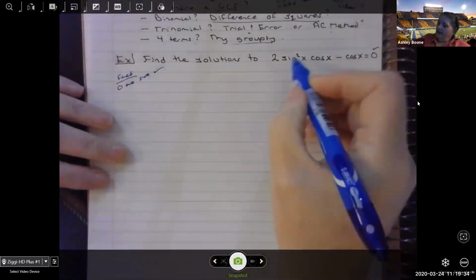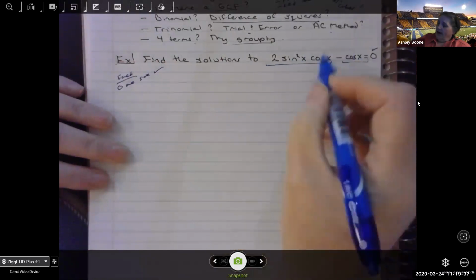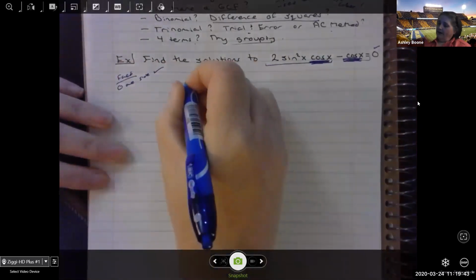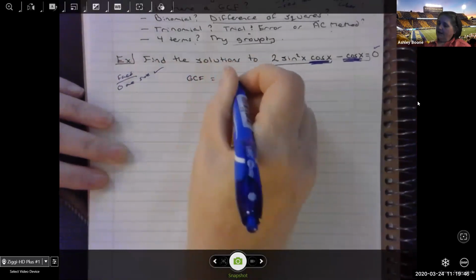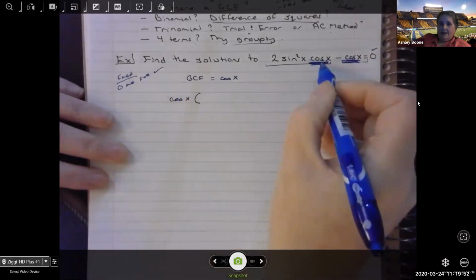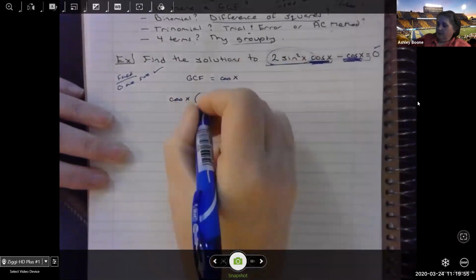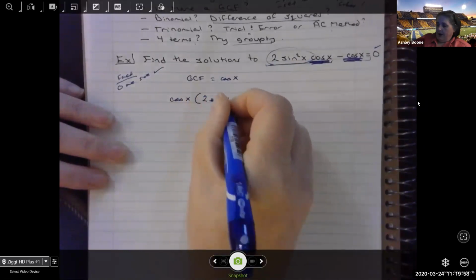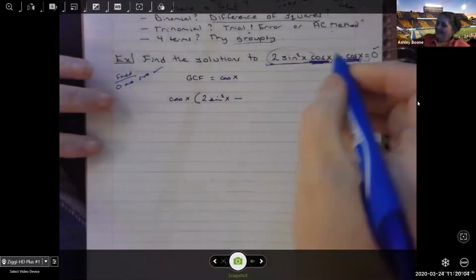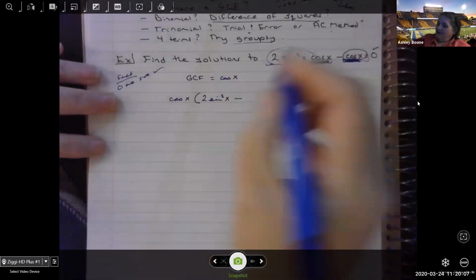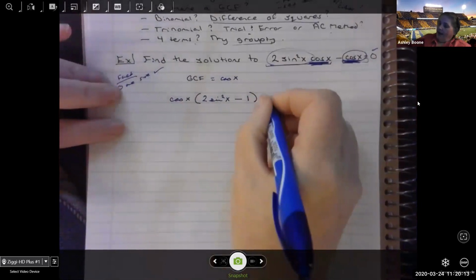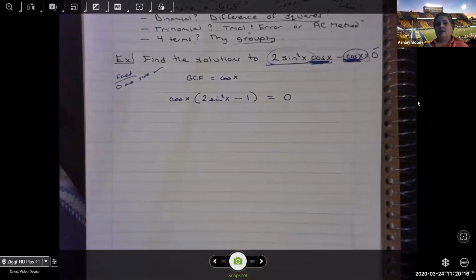Notice that in the subtraction, we have a common factor. We have a cosine of x involved in both terms. So I have a greatest common factor of the cosine of x, and I'm going to factor it out. So I have the cosine of x times, if I take the cosine of x out of the first term, I'm left with 2 sine squared of x minus, and remember with addition and subtraction, you have to have something on each side of it. I factored the cosine of x out, so that just leaves me with a 1, because cosine of x times 1 is cosine of x. So that product is equal to 0. So there's our first step.